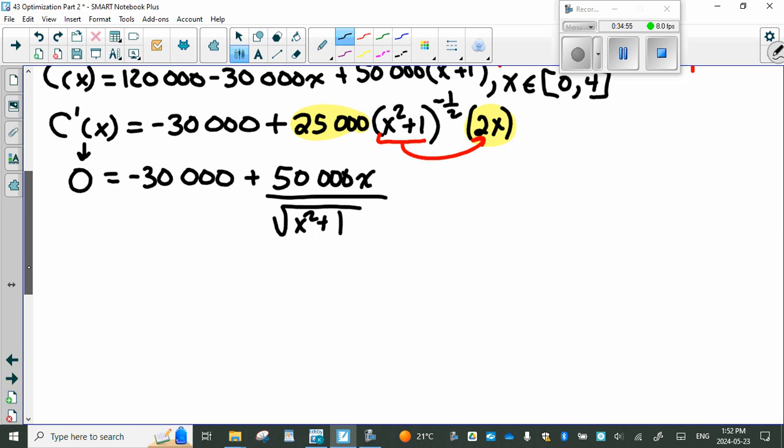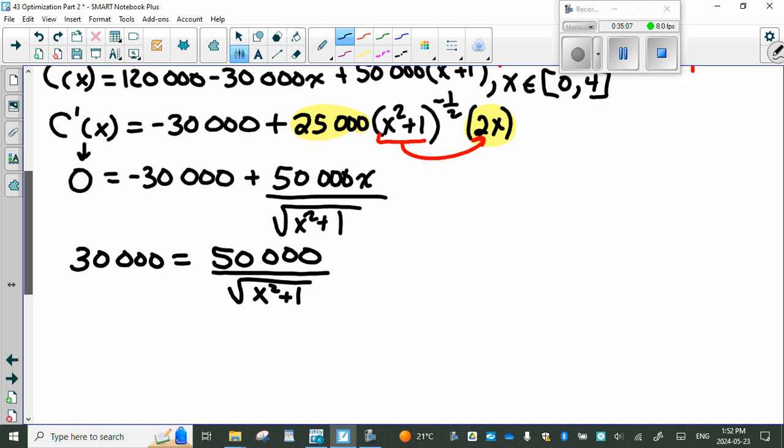I'm going to add the 30,000 to the other side. And it's not hard to solve, it's just that you haven't seen one like this in a while maybe. Anyone have any ideas? I am going to square both sides, but not yet. First thing I'm going to do is multiply both sides by the square root of x squared plus 1.